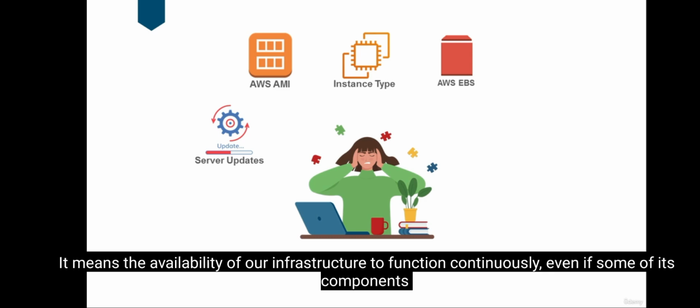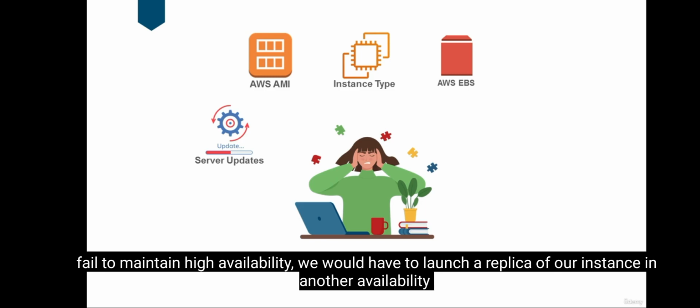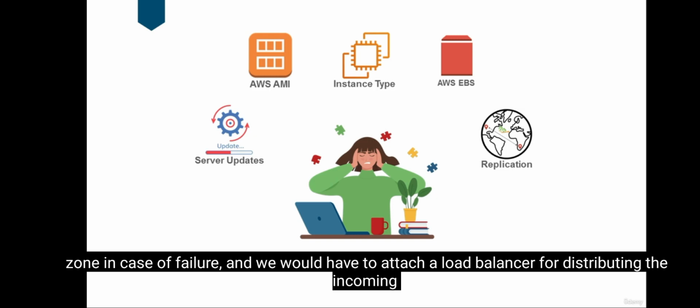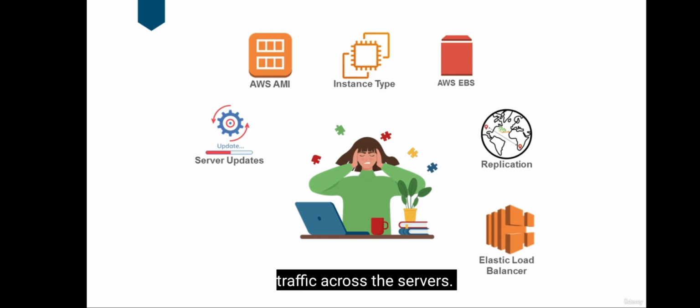It means the availability of our infrastructure to function continuously even if some of its components fail. To maintain high availability, we would have to launch a replica of our instance in another availability zone in case of failure. And we would have to attach a load balancer for distributing the incoming traffic across the servers.